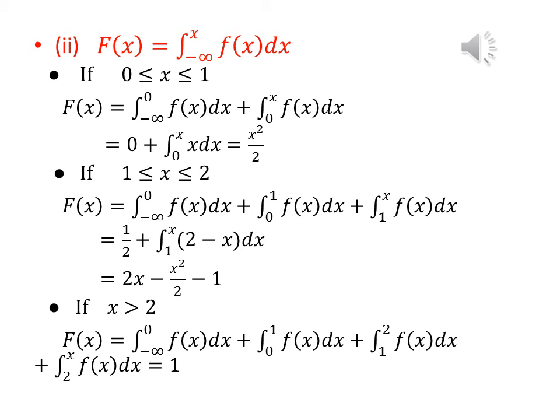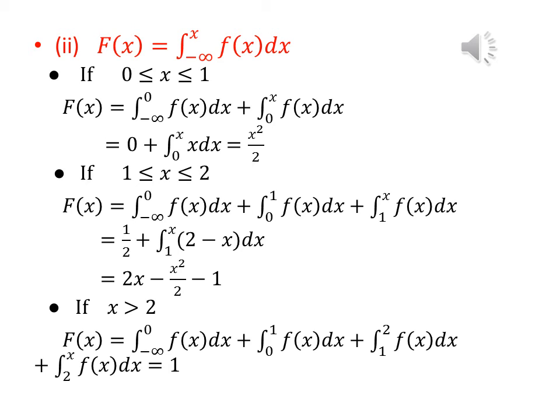Number 3, if x is greater than 2, so we make the integration from negative infinity to 0, plus 0 to 1, plus from 1 to 2, plus from 2 to x. From negative infinity to 0 is equal to 0.